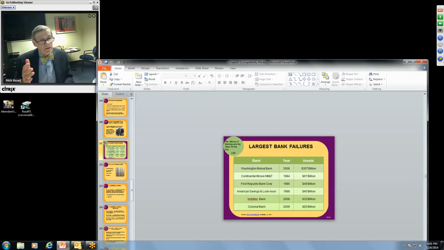This just talks about the largest bank failures we've seen. Some of them fairly recent. IndyMac in 2008. I had a student in one of my economics classes that talked about that because she and her husband had a lot of angst. Of course, Washington Mutual Bank also in the same year, Colonial Bank a year later, and the cost and assets. Pardon me.